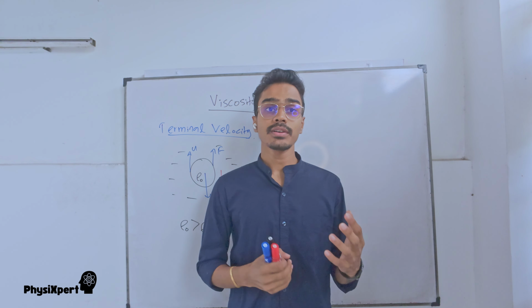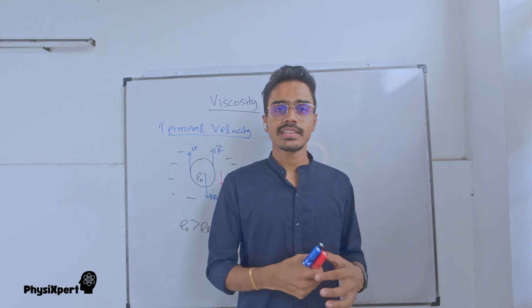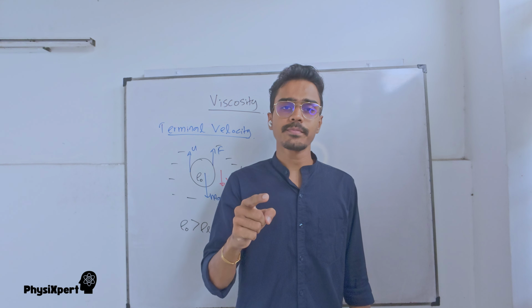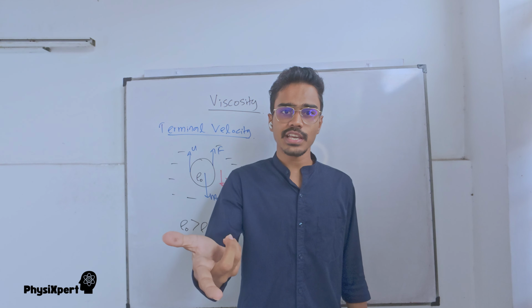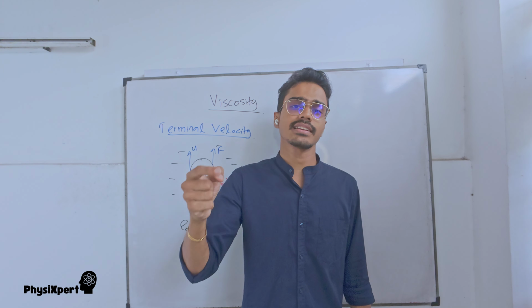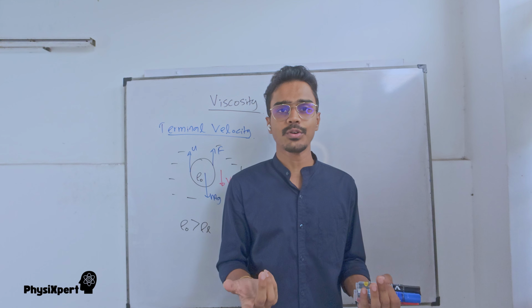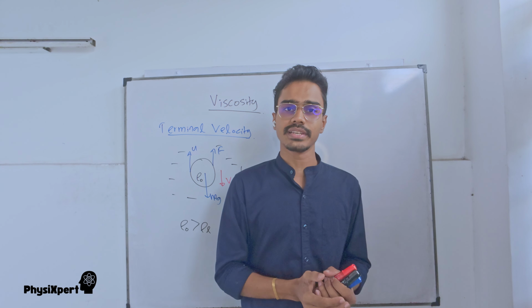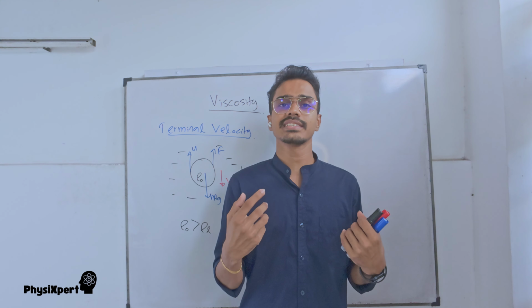Okay, the next idea is about terminal velocity. From the previous step, you know that the object moves with a decreasing acceleration. Therefore, at one point its acceleration becomes 0. At that point, since it's having a velocity, and there is no external unbalanced force, it starts moving with a uniform velocity. That velocity is called the terminal velocity. So let's see how the terminal velocity is determined.